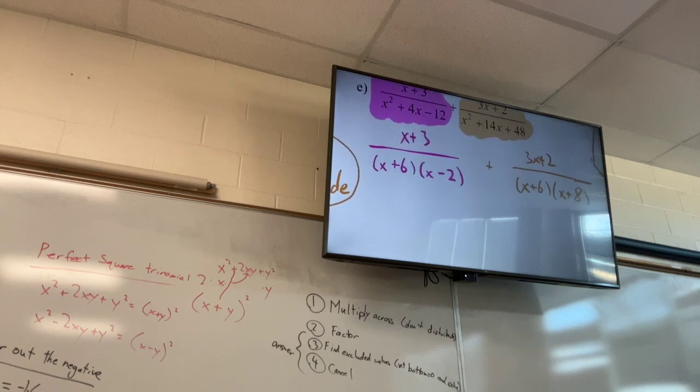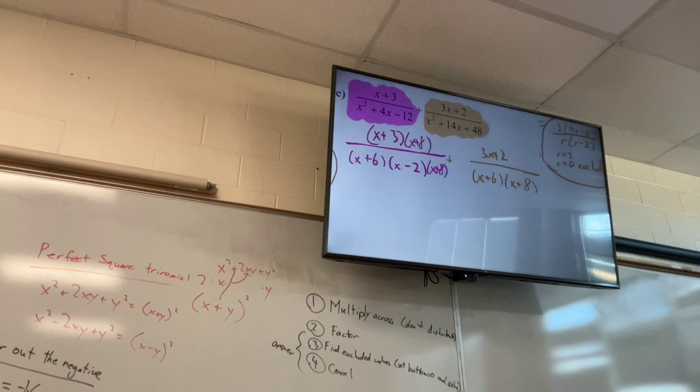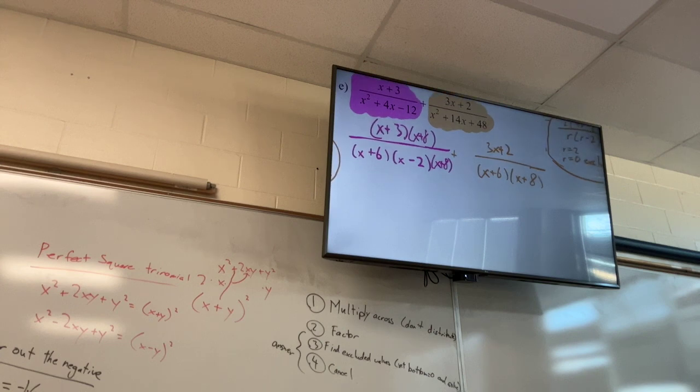Okay. Let's ask ourselves, what is missing from the pink denominator that the orange denominator has? Just x plus 8, right? So we need to multiply the top and bottom of this by x plus 8. Good. What's missing from the orange denominator that the pink denominator has? X minus 2, right? So we need to multiply the top and bottom by x minus 2.